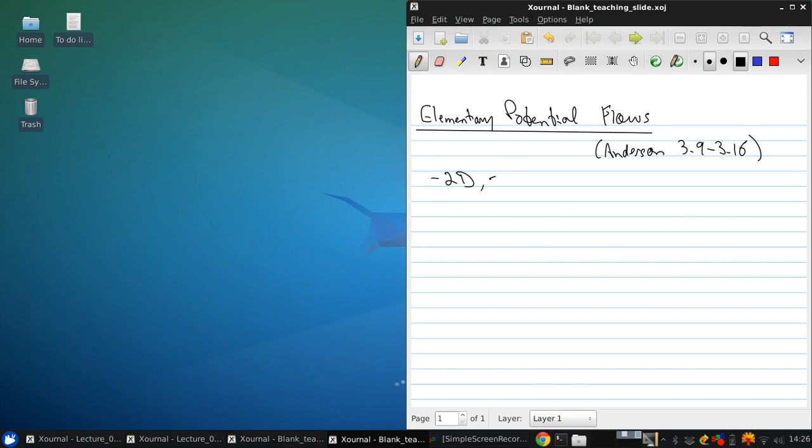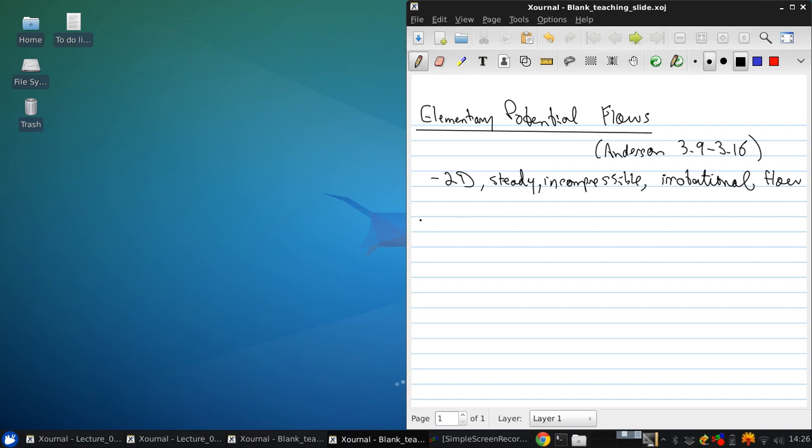We're going to be dealing with 2D, steady, incompressible, irrotational flow. Generally, we're also going to be dealing with inviscid flow as well. And we're going to build up several elementary potential flows as a toolbox.